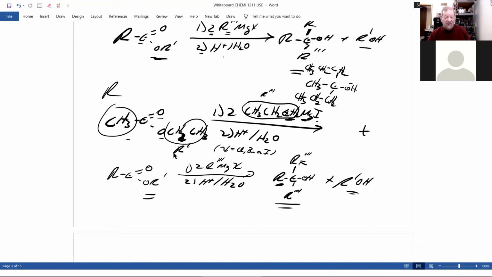And then this alcohol, what's our R double prime? Ethyl. And you'll get that alcohol too. And I'm going to be real nice, so don't tell anybody. Students have a tremendous amount of problem with this reaction.